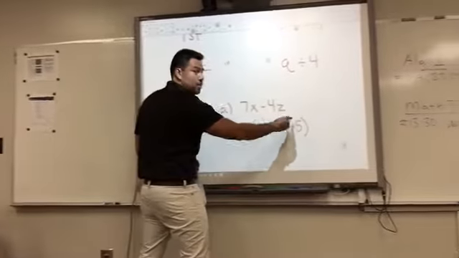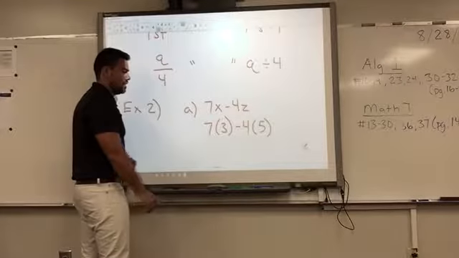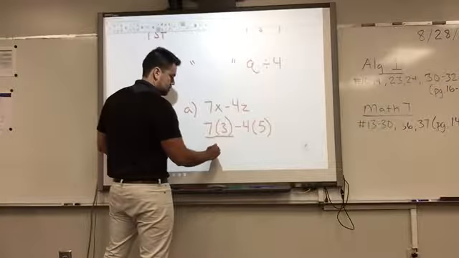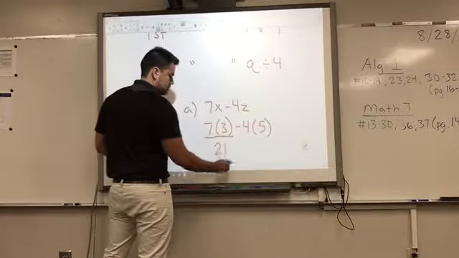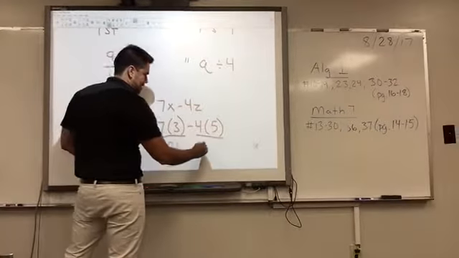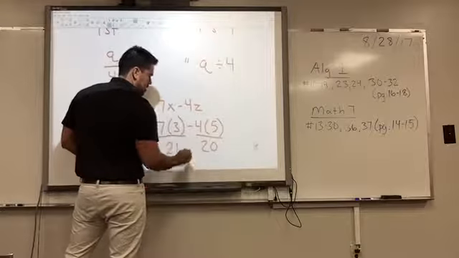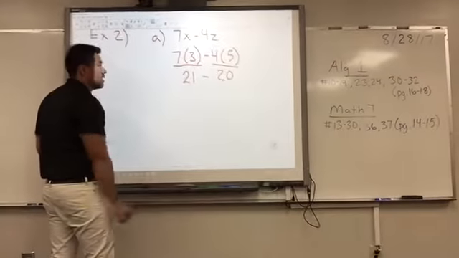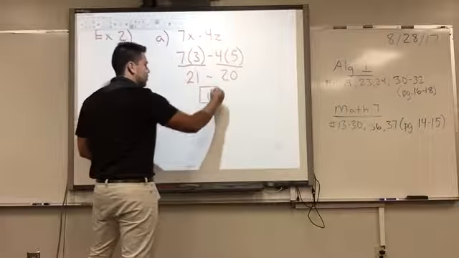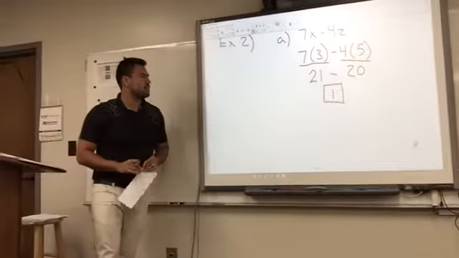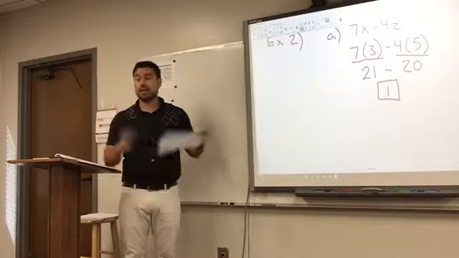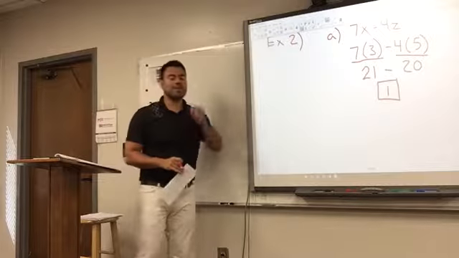What do I do here? Order of operations. Elizabeth. You multiply 7 times 3, and you get 21. And then you multiply 4 times 5, and you get 20. Good. And then you subtract 21 minus 20. Oh, how nice. 1. Okay? Did I show my steps? Did I show the substitution? Am I good?